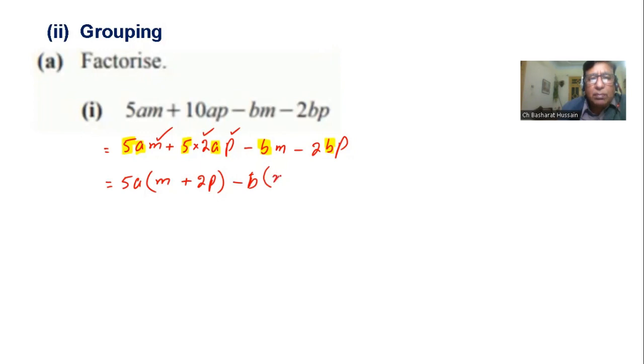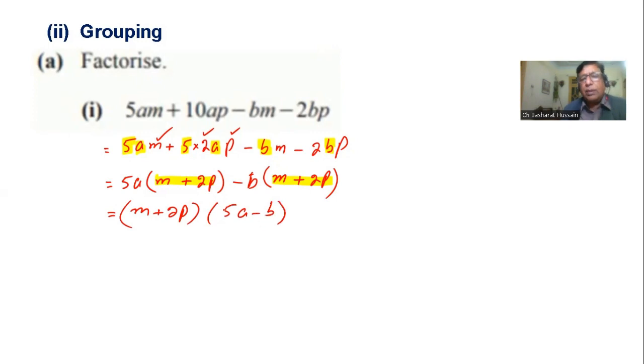So this is M plus, now take P common, so here is 2P. Now once again, you check. So these two factors are the same, M plus 2P. So we take out this common factor, M plus 2P, and here is 5A minus B.